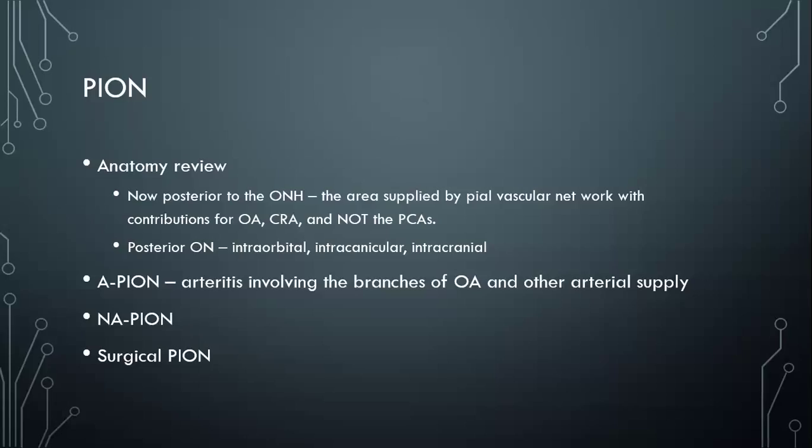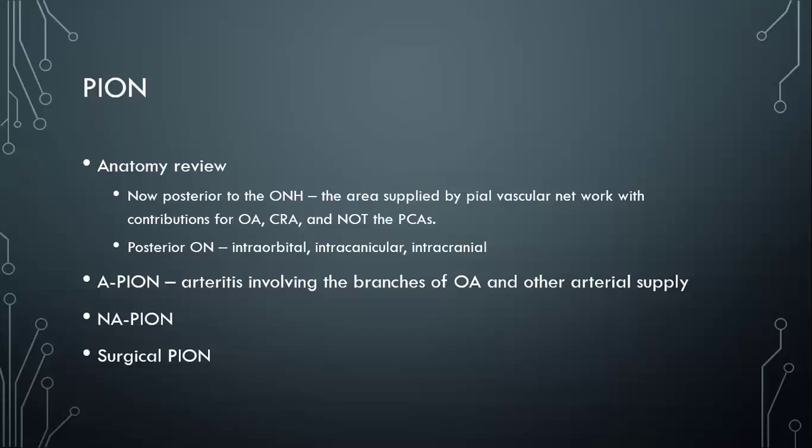All right, and so there's 3 different general types of posterior ischemic optic neuropathy. The first one being an arteritic one, so it's an arteritis, but instead of involving those PCA branches that we were talking about before, like with giant cell, it involves branches of the ophthalmic artery that supply the more posterior part of the optic nerve, cause ischemia that way. Then you can have non-arteritic posterior ischemic optic neuropathy. You can think about that in the same way that you would anterior ischemic optic neuropathy.